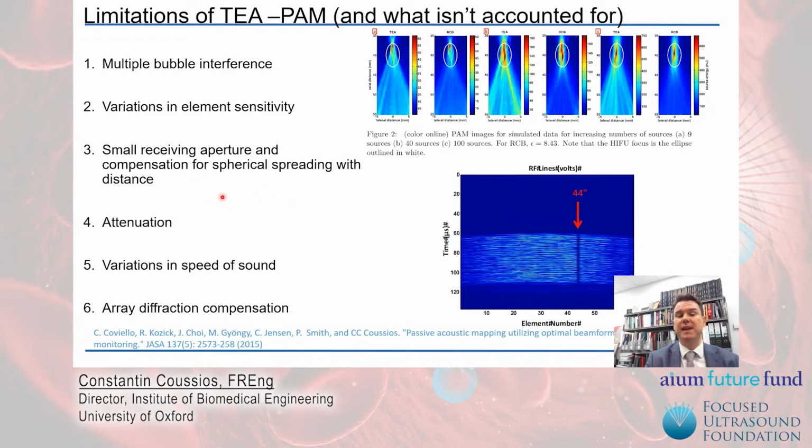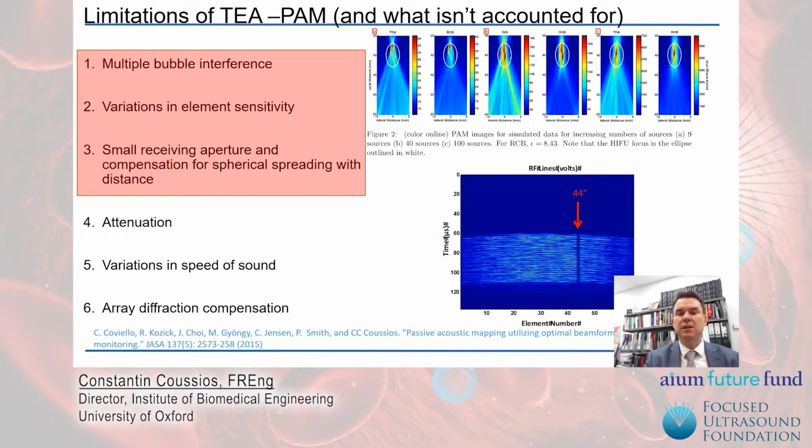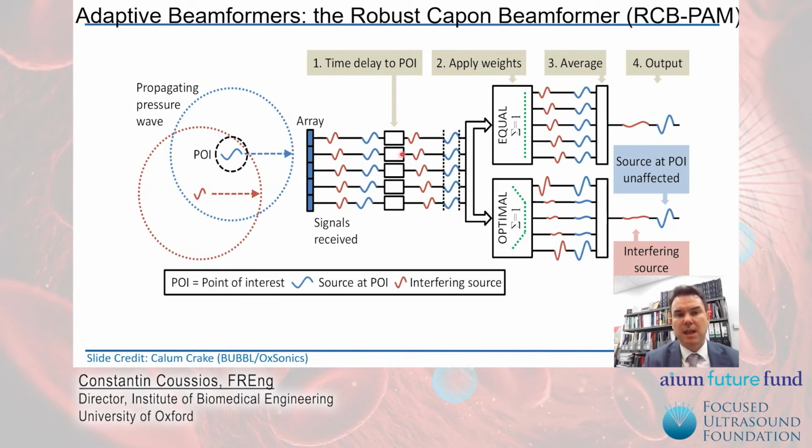Thirdly, the small receiving aperture and compensation for spherical spreading with distance is a challenge. And also attenuation, variations in speed of sound, and the need to compensate for array diffraction all need to be accounted for. So let's start with the development for the first three of these problems. In around 2012-13, the idea of using adaptive beamformers instead of time exposure acoustics was first put forward by Christian Coviello and co-workers. And the value of this approach is shown here.